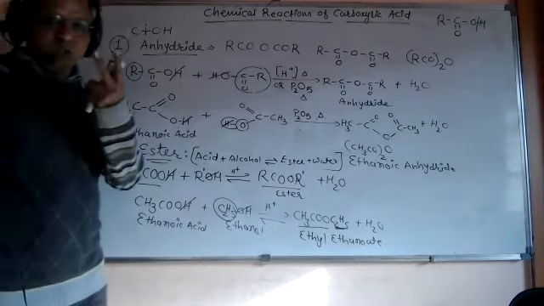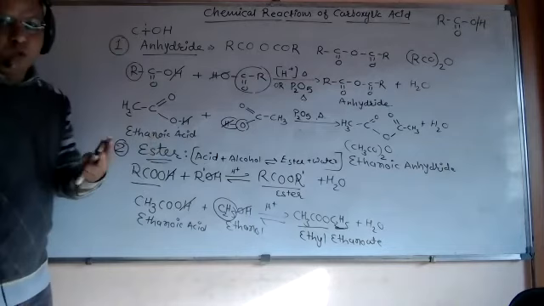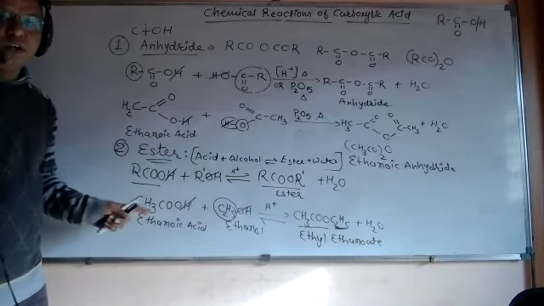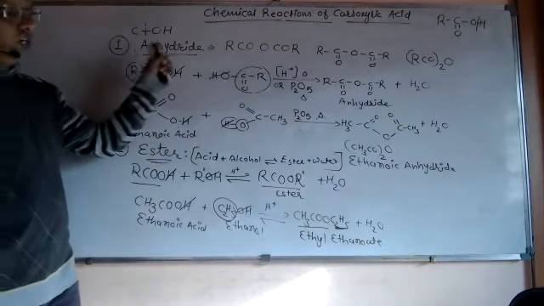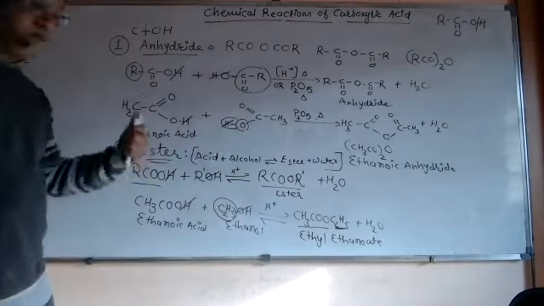So we have seen a total of two reactions here, two preparations, two derivatives of carboxylic acid. One is anhydride, another is, friends, ester.